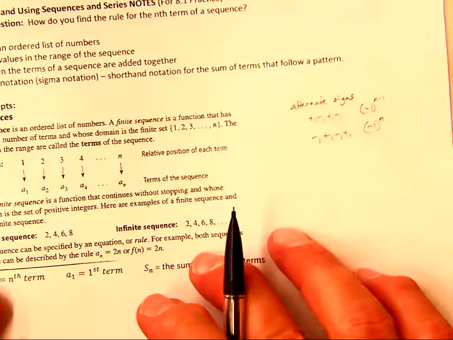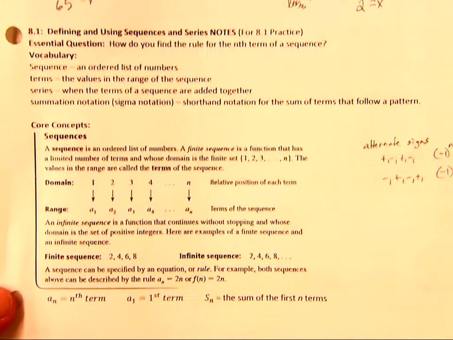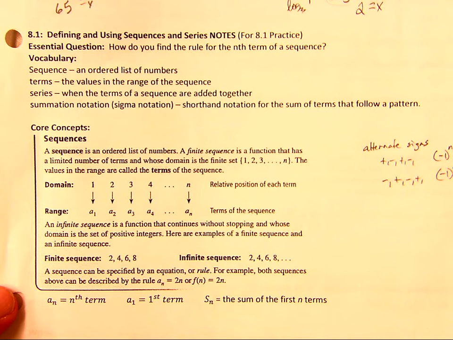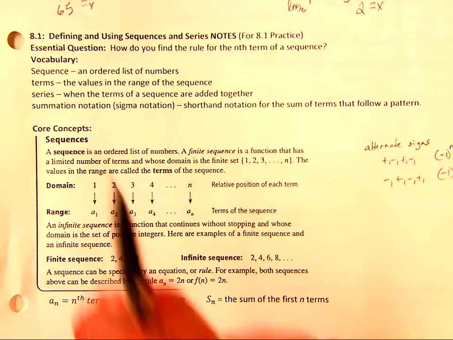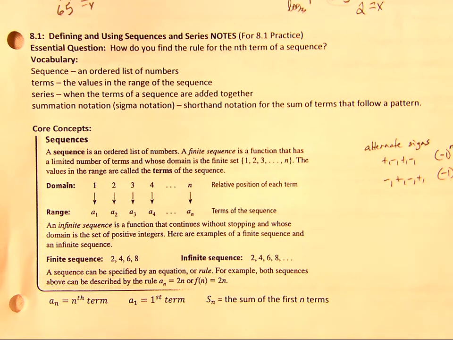All right, these are the notes for section 8.1. Now this chapter, chapter 8, is all about sequences and series. Now a sequence is just a list of numbers, that's all. You can see on here, a sequence is just an ordered list of numbers. Now the ones we're talking about will always have a pattern that we're looking for.